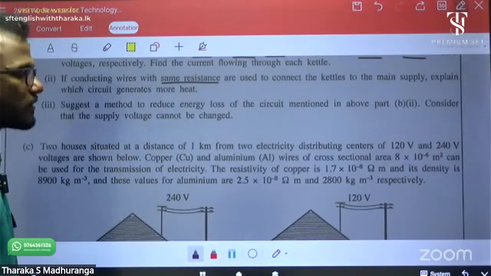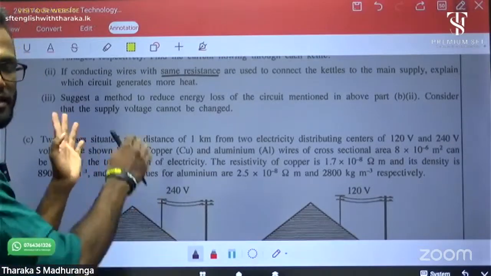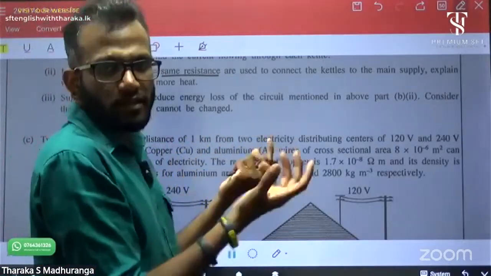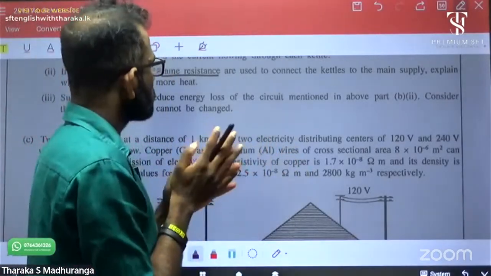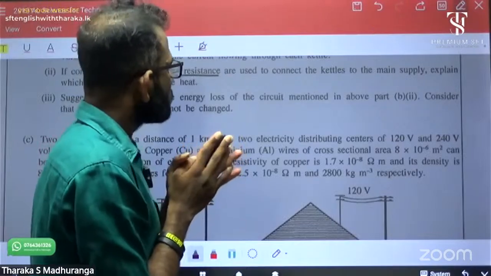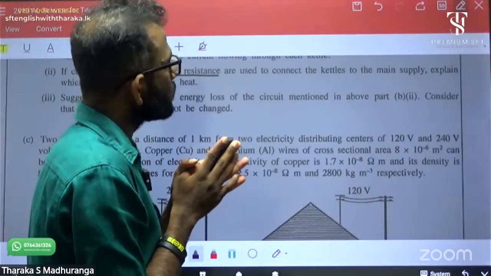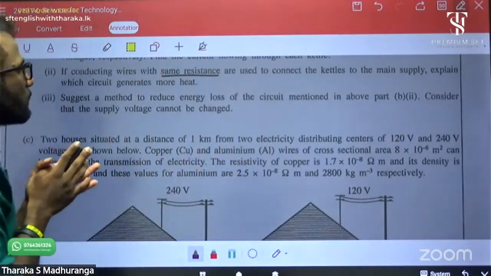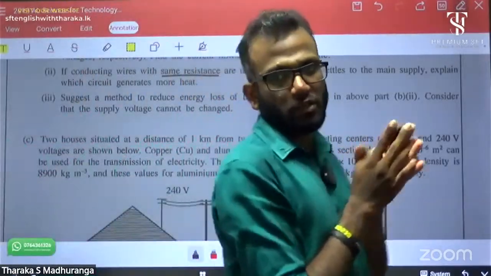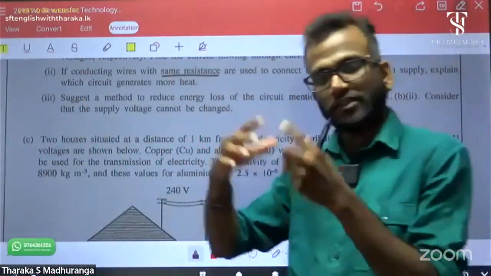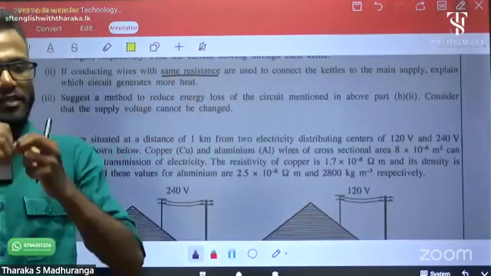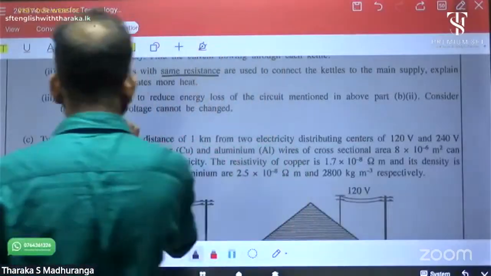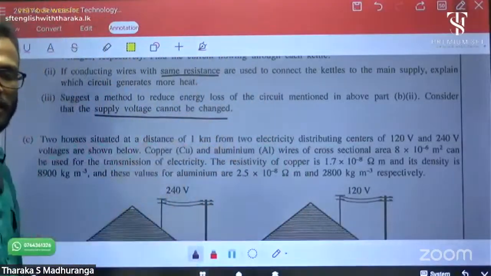Kabir, correct, right? Okay, third one: suggest a method to reduce the energy loss. Energy loss means heat production. To reduce the heat production of the circuit mentioned above, that means the second kettle, consider that the supply voltage cannot be changed. It's a huge process, we would have to change the whole wiring system. That's not practical.